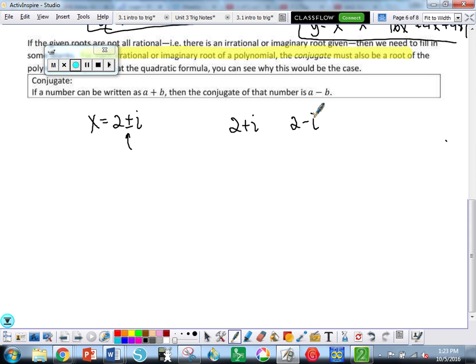Now, the same is true with square roots. Again, using the quadratic formula, if it was like 3 plus or minus 2 square root 5, and I knew that 3 plus 2 square root 5 was one of the solutions, the other one would have to be 3 minus 2 square root 5. See that? Notice it's the part after the plus or minus that changes signs, not the 3 or the 2. Does that make sense? It's always the second half that has the plus or the minus. So the conjugate of a number written as a plus b is a minus b.